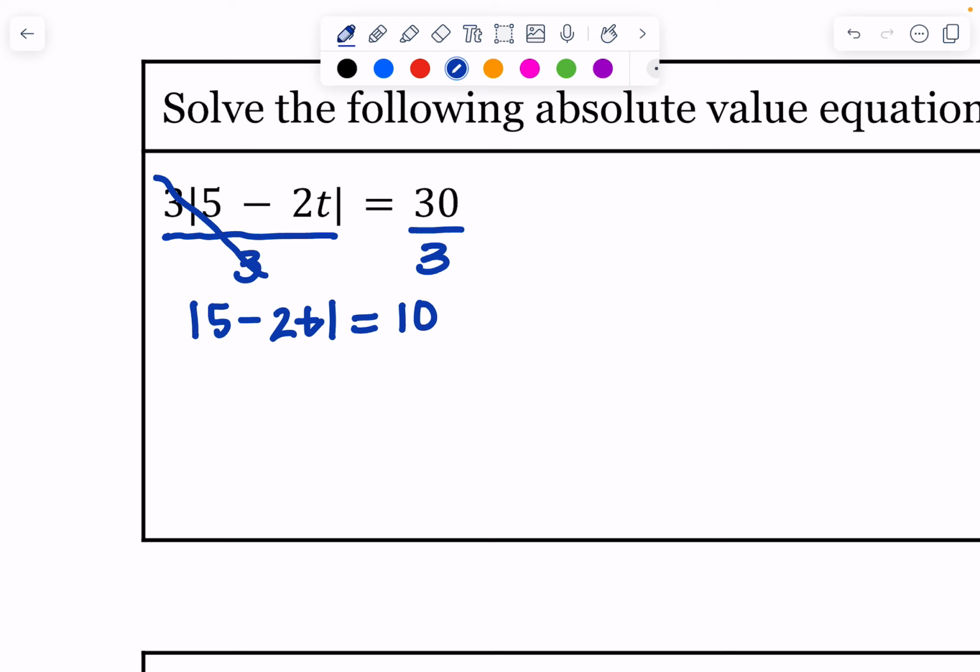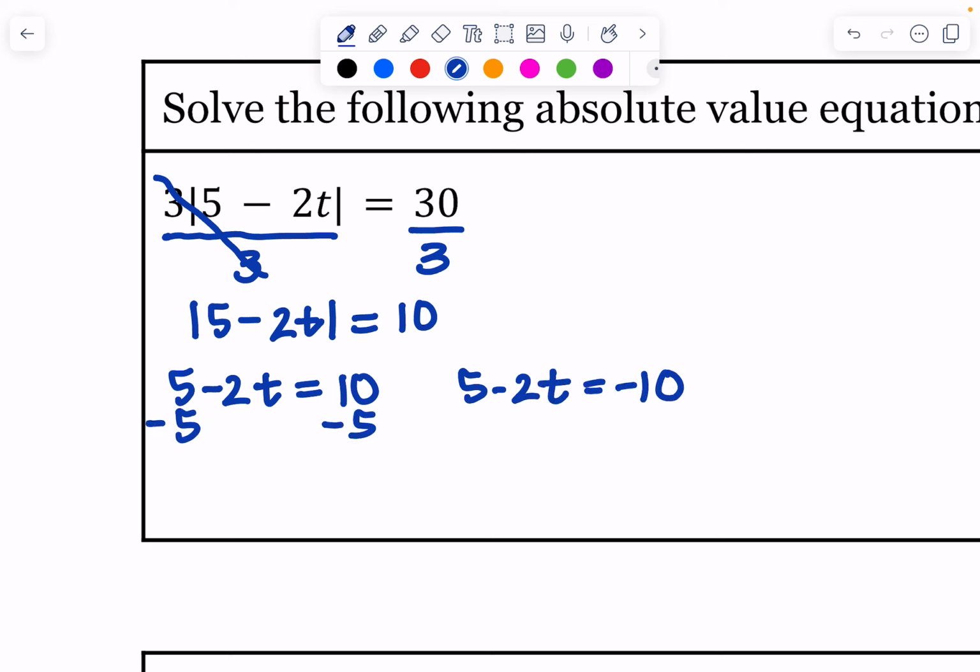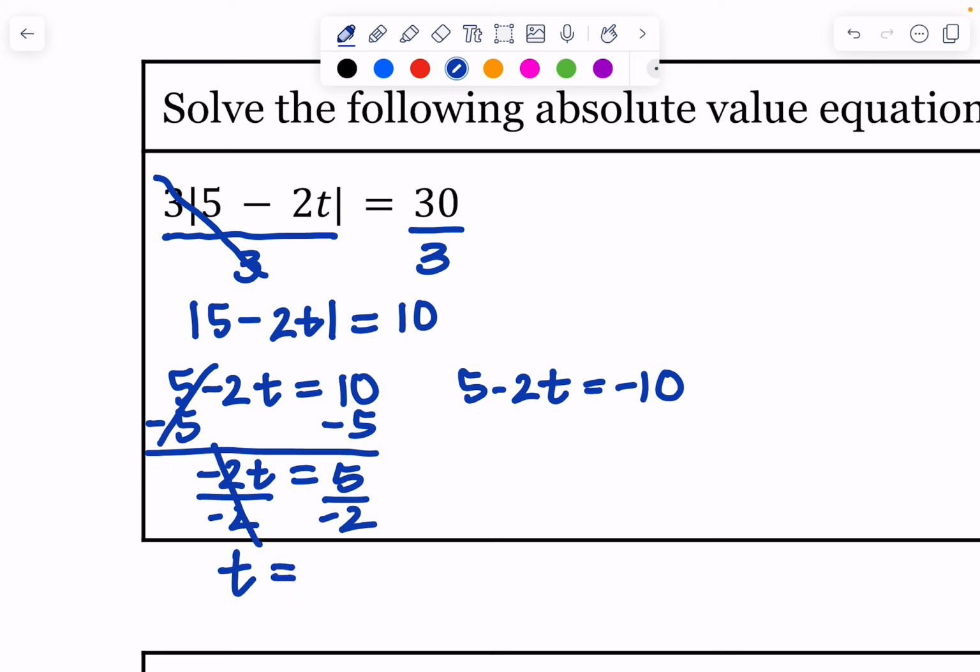And here we have 5 minus 2t equals 10, or 5 minus 2t is equal to negative 10. When I solve these, I get, off my page a little bit, t is equal to negative 5 over 2, or negative 2.5, sorry.